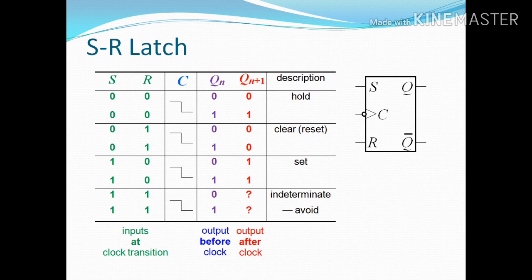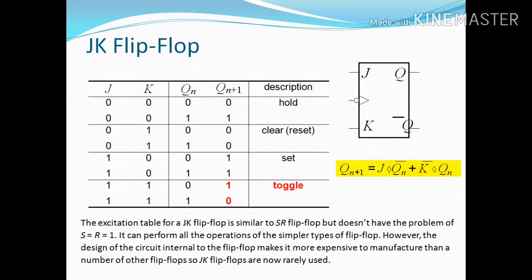And when S and R are both 1, then depending on Qn, it will not give you any proper value. So it will be termed as an indeterminate or avoidable state. You can see this from our diagram. Also here our block diagram is given.